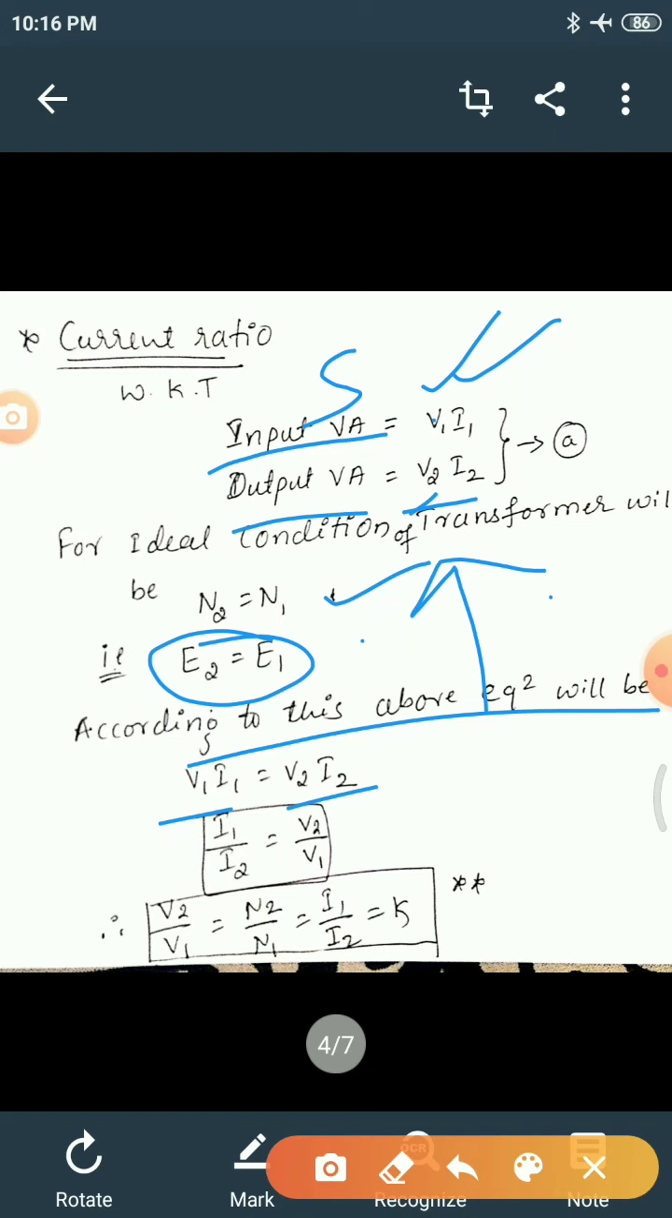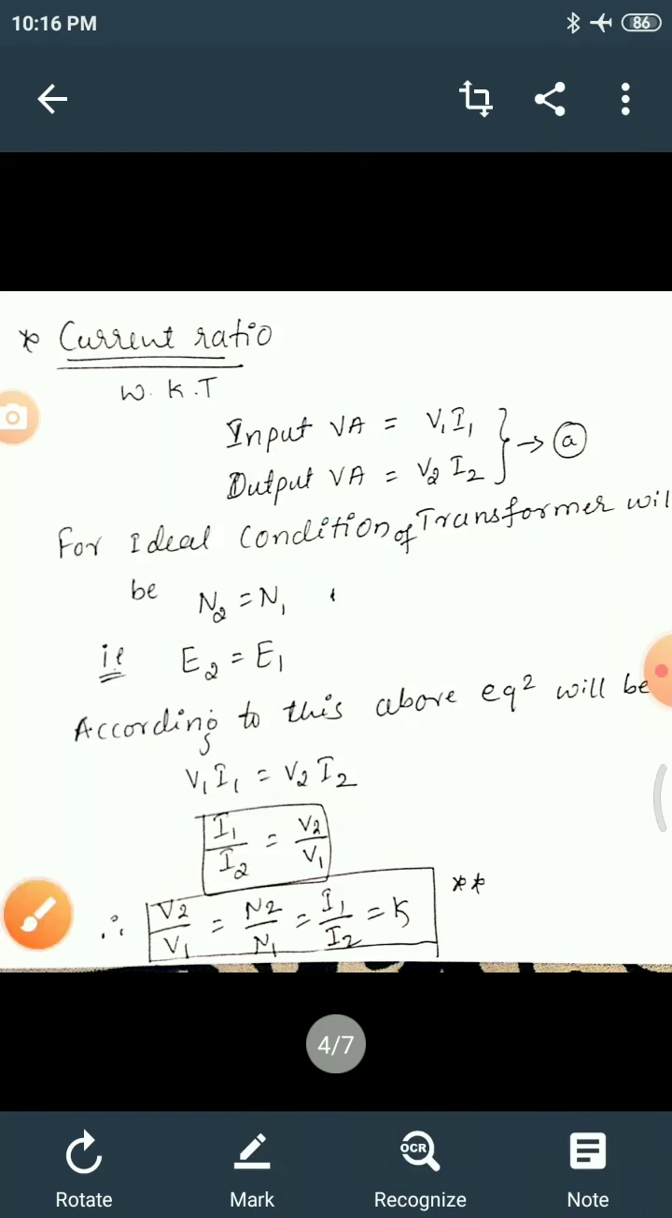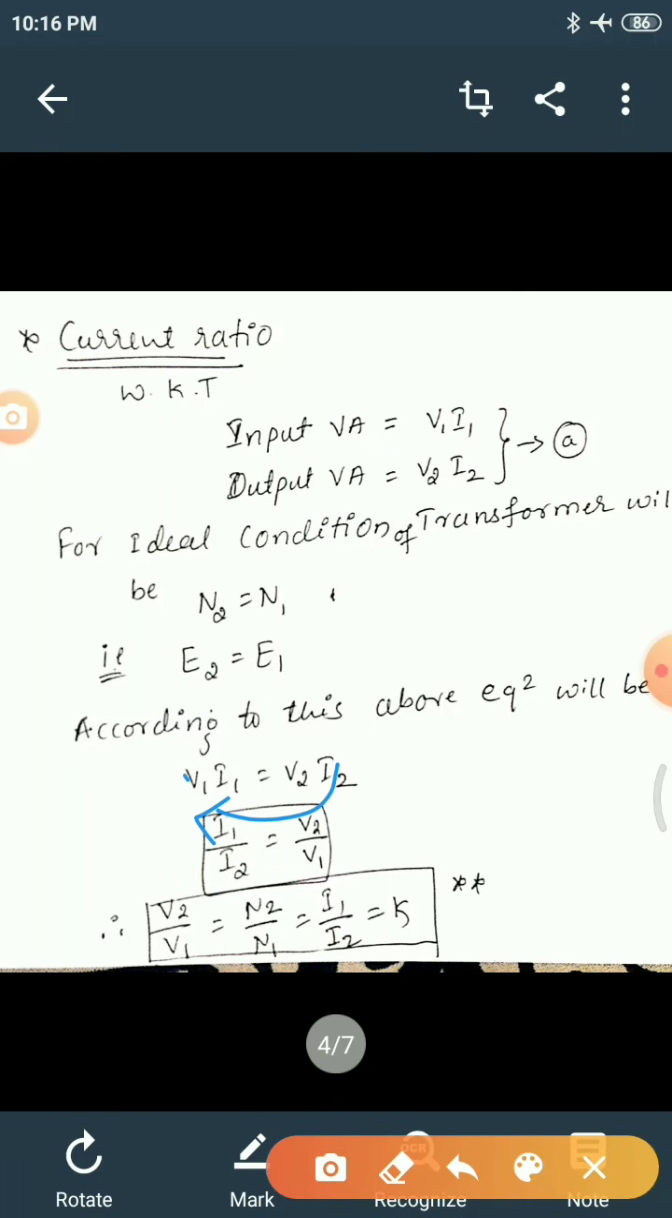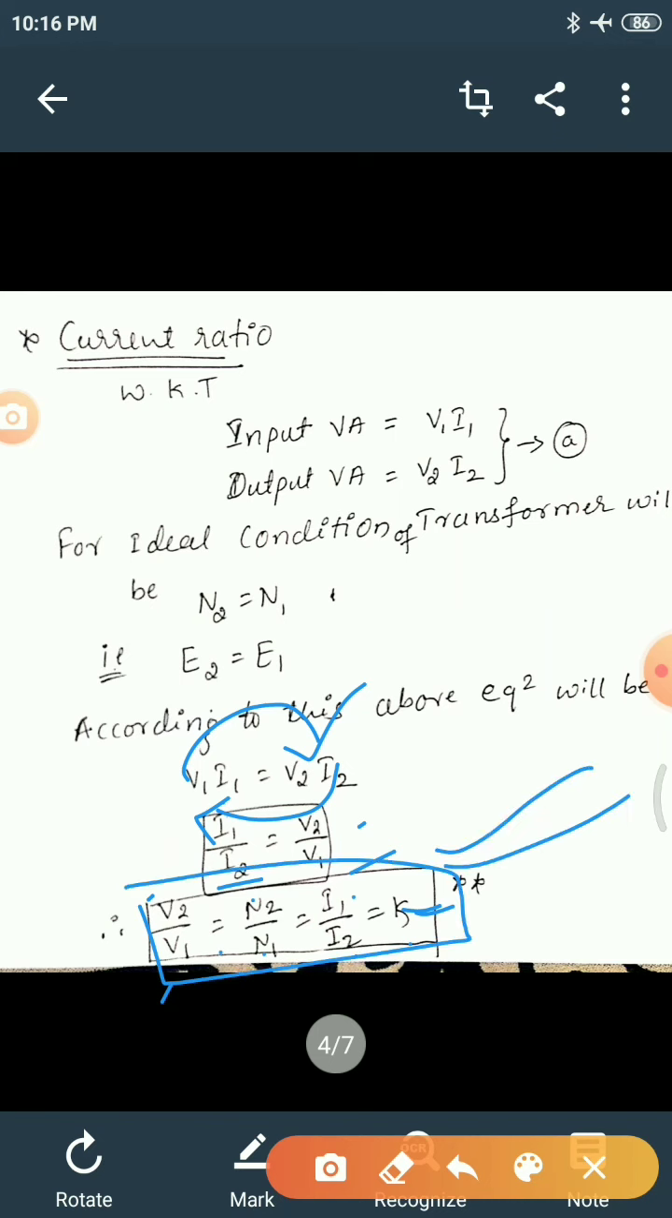Then take the ratio V2 by V1: send I2 to this side and V1 to this side. Then I1 by I2 will be equal to V2 by V1. As you know, V2 by V1 is the transformation ratio, equal to N2 by N1, equal to I1 by I2, which is equal to K. This is important for us to calculate the numericals, to calculate V2, V1 and so on. So V2 by V1 equals N2 by N1 equals I1 by I2 equals K, the transformation ratio.